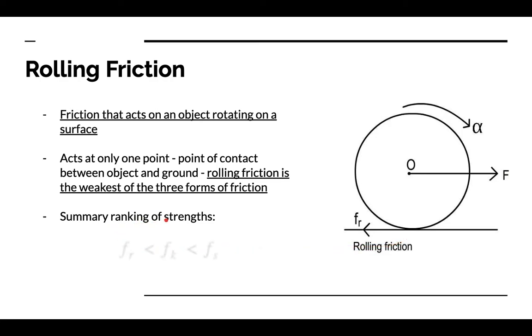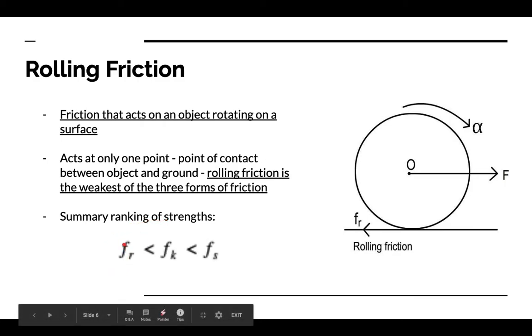So the summary ranking of the three strengths is that the force of friction due to rolling is less than the force of kinetic friction, or sliding friction, which is less than the force due to static friction. So these are a summary of our rankings right here.